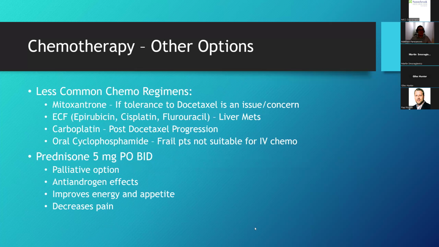Other options, so mitoxantrone is a well-established chemo. If docetaxel is an issue, we have used this in the past. Also ECF, which is a combination of epirubicin, cisplatin, fluorouracil, can be considered for those with liver metastases. Carboplatin is a salvage chemotherapy post-docetaxel progression. We have used oral cyclophosphamide as well for frail patients that are not suitable for IV chemo. And then prednisone on its own, 5 milligrams twice daily, is a great palliative option. It does have an anti-androgen effect to some degree, and it may help with energy, appetite, and pain management.